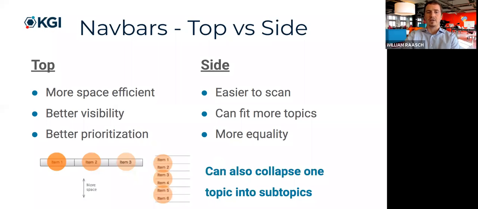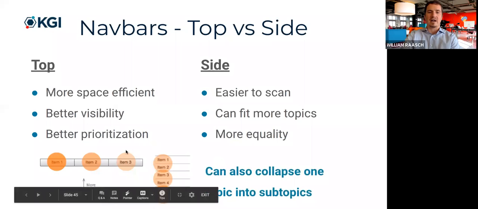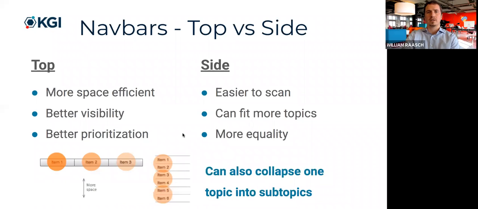Another thing I would say too is sometimes you can collapse one topic into subtopics. So you might have a top nav bar, and then let's say item 3 is specialty. When they click that, one of these vertical nav bars then drops down, and that might show the different specialties. Okay, any questions about nav bars?